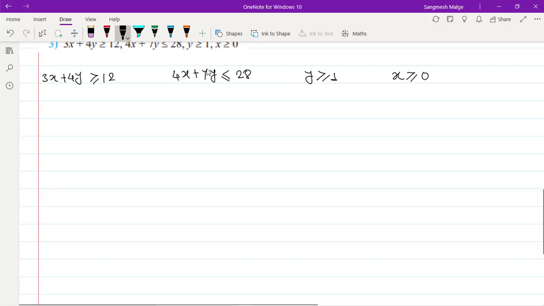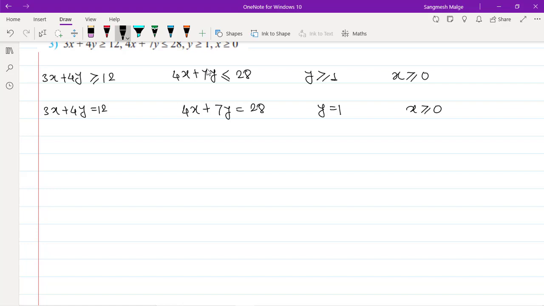Write down the equation format. So it's 3x plus 4y equals 12, 4x plus 7y equals 28, y equals 1, and x is greater than or equal to 0. Okay, let's have the double intercept form. So x by 4 plus y by 3 equals 1, x by 7 plus y by 4 equals 1, and y equals 1 and x is greater than or equal to 0. Means what? X is positive and here y is 1.